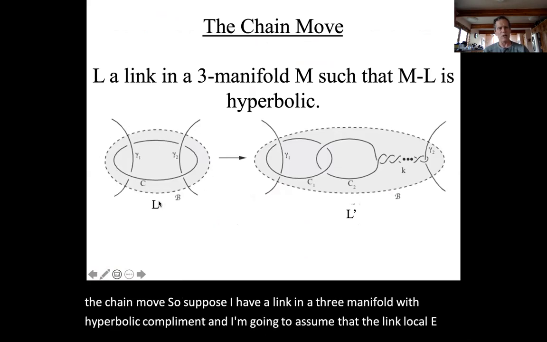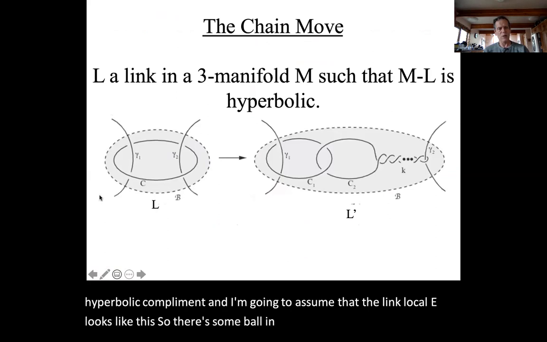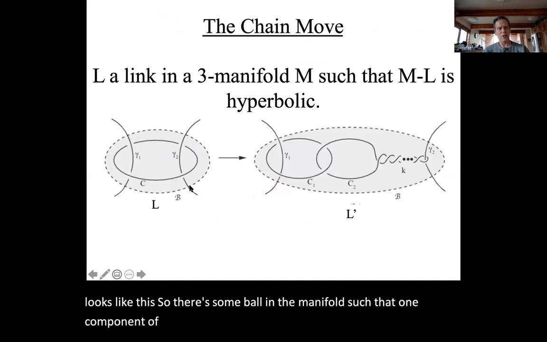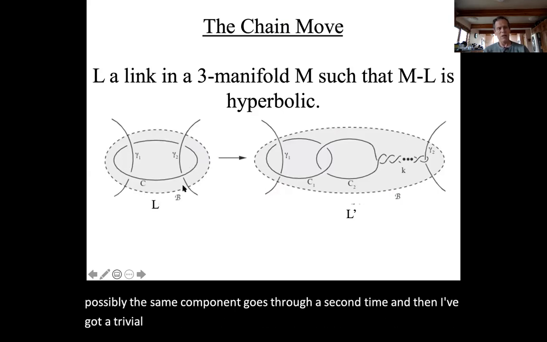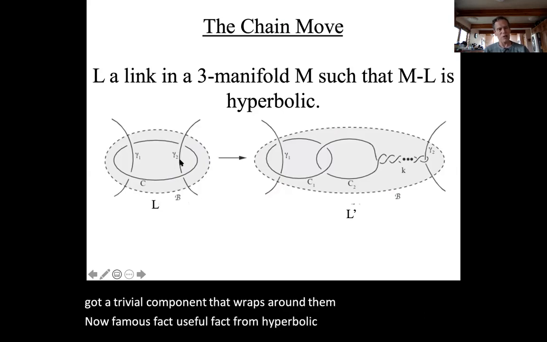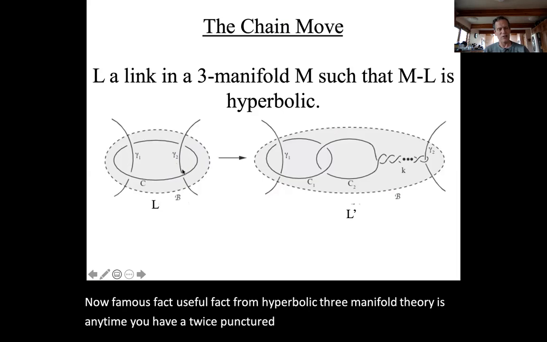There's some ball in the manifold such that one component of the link is coming through like this, another component, or possibly the same component, goes through a second time, and then I've got a trivial component that wraps around them. Now, a famous and useful fact from hyperbolic 3 manifold theory is that anytime you have a twice punctured disk, it's totally geodesic. So this is a nice situation to find yourself in.